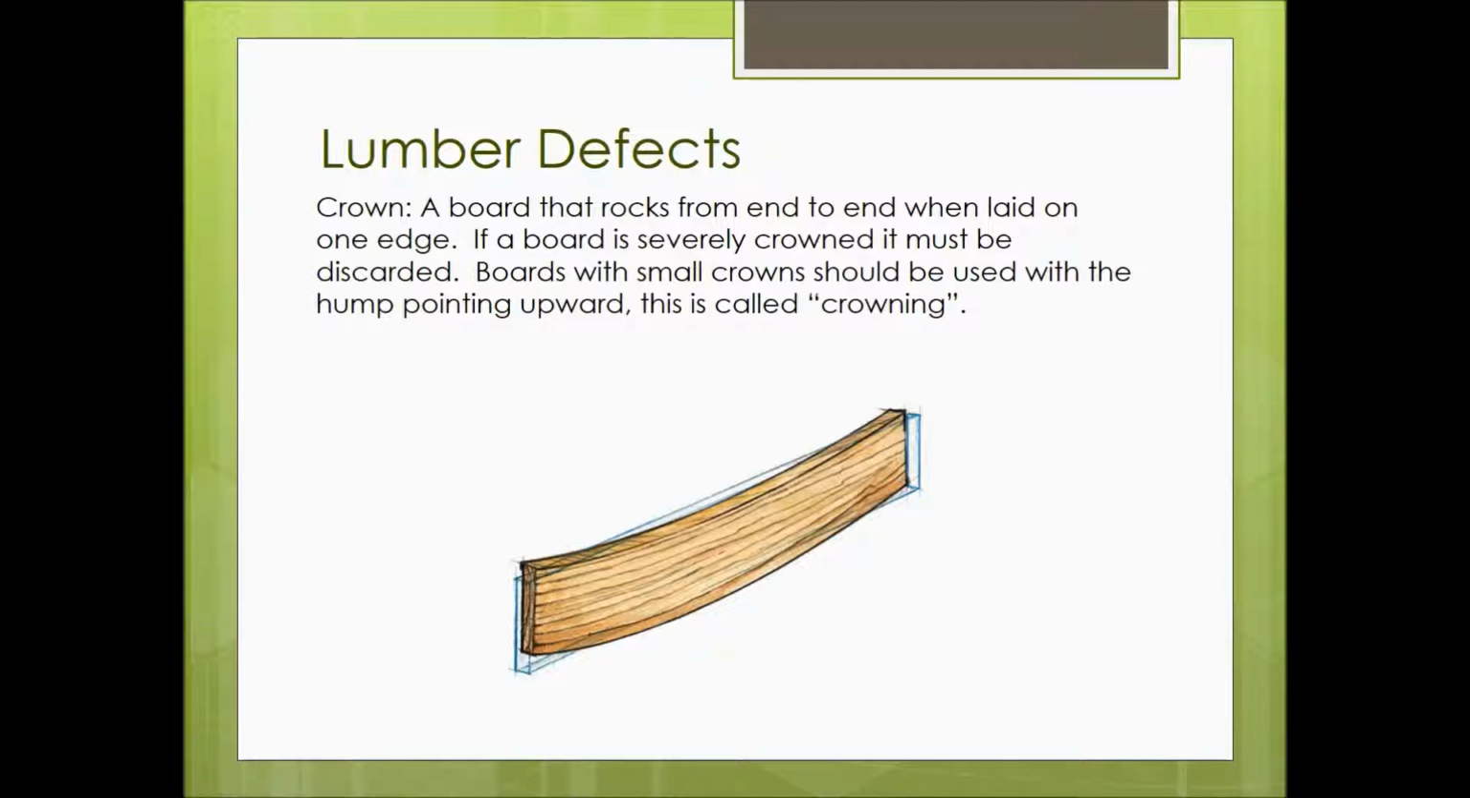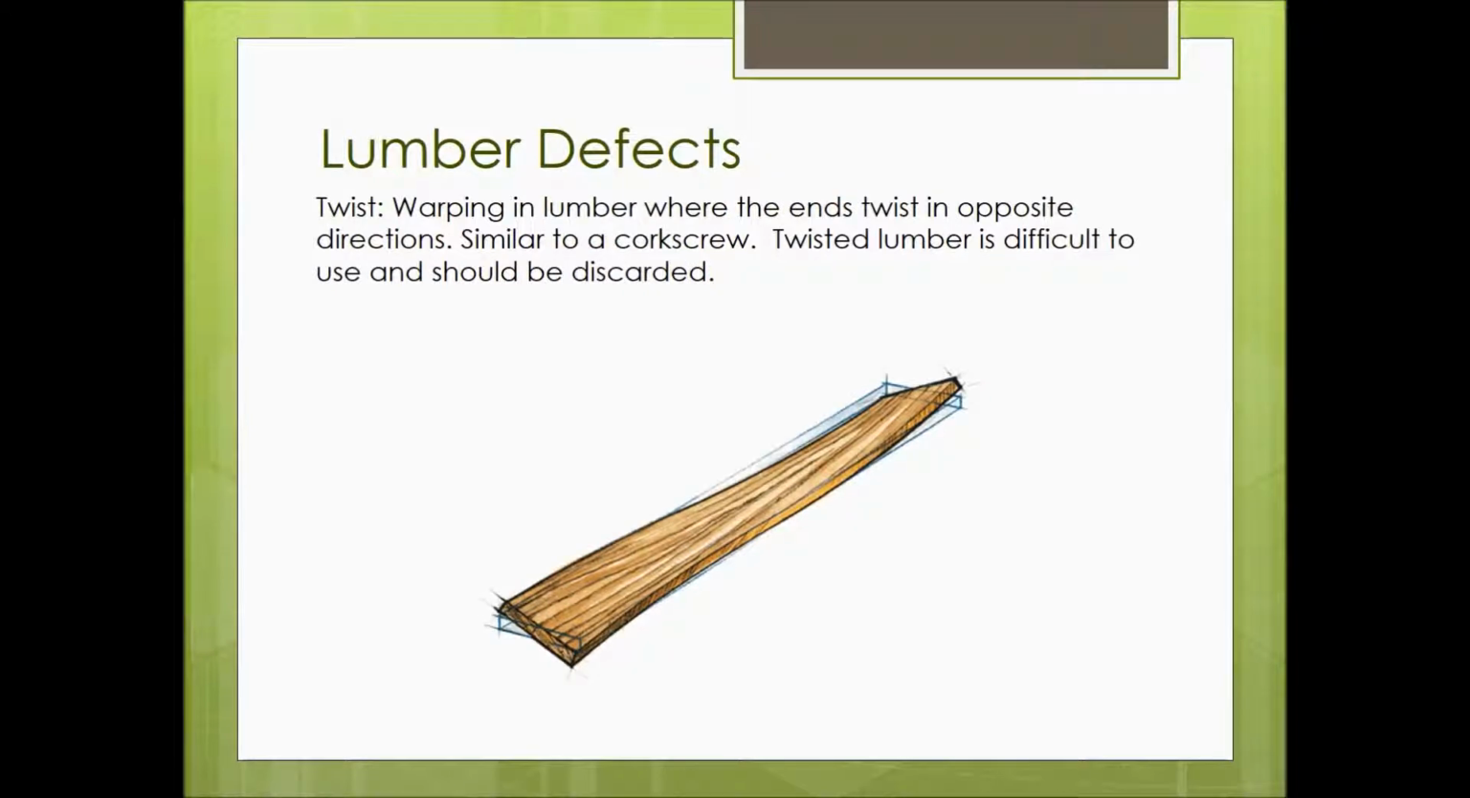It's very important. A twist is just kind of like a corkscrew. Twisted lumber is difficult to use, and 99% of the time it needs to be thrown away.